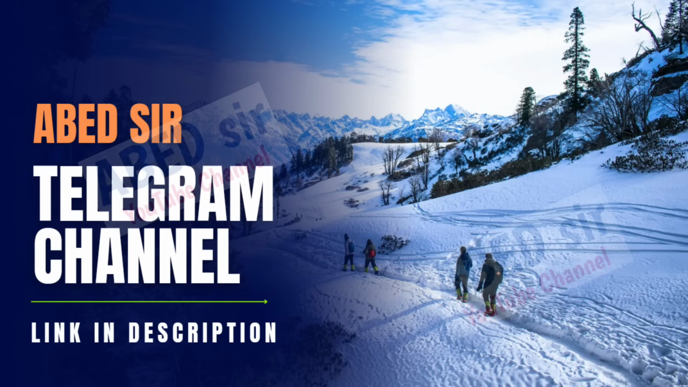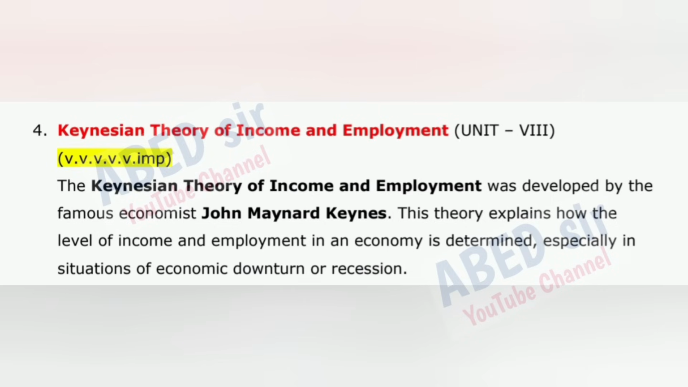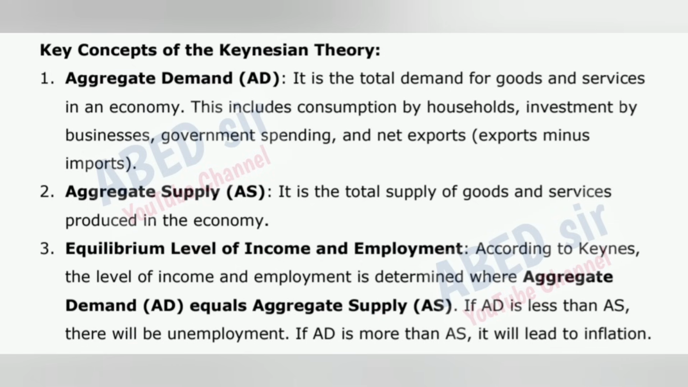Next important question is 4. Keynesian theory of income and employment. The Keynesian theory of income and employment was developed by the famous economist John Maynard Keynes. This theory explains how the level of income and employment in an economy is determined, especially in situations of economic downturn or recession. Key concepts of the Keynesian theory.